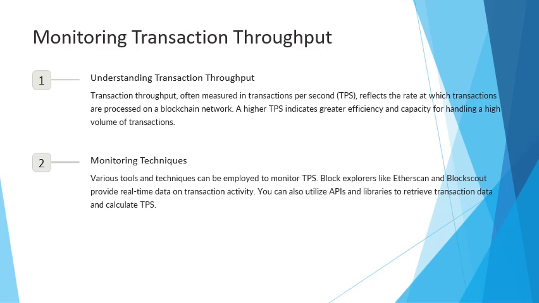Transaction throughput, often measured in transactions per second, reflects the rate at which transactions are processed on a blockchain network. A higher TPS indicates greater efficiency and capacity for handling a high volume of transactions. Second is the monitoring techniques. Various tools and techniques can be employed to monitor TPS. Block explorers, like Etherscan and BlockScout, provide real-time data on transaction activity. We can also utilize APIs and libraries to retrieve transaction data and calculate TPS.